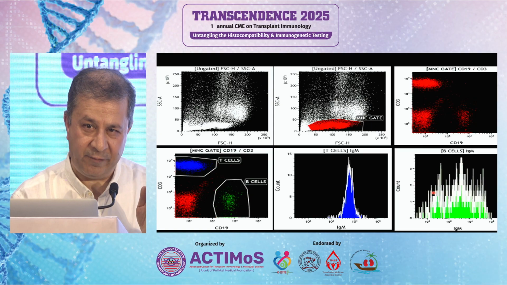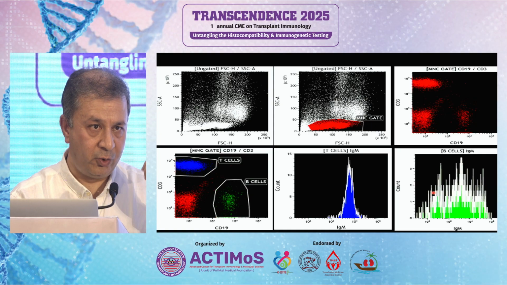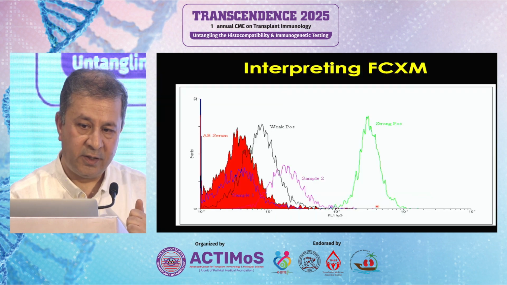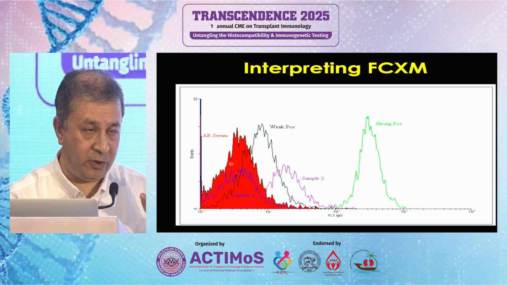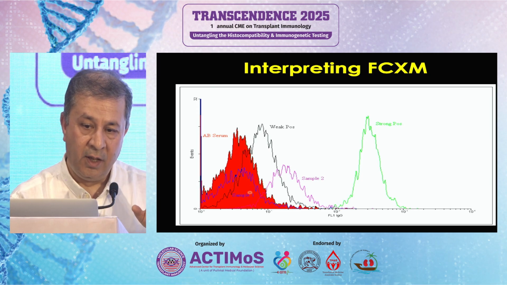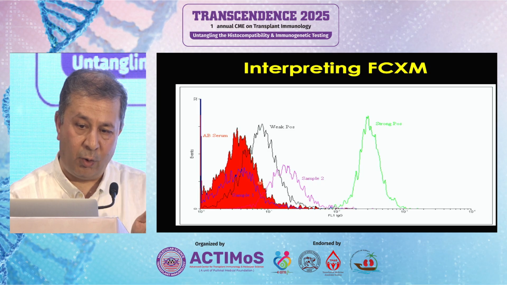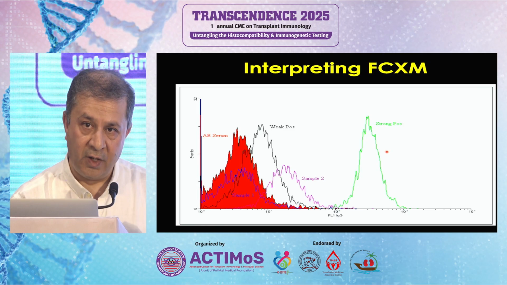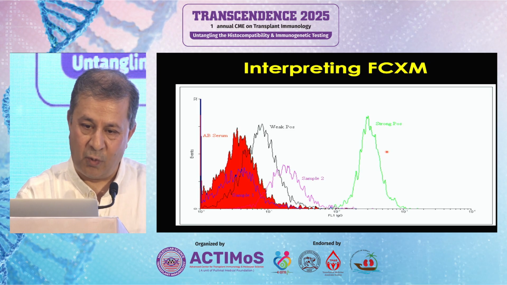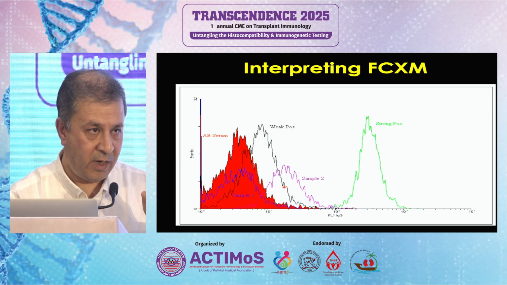Now, when you interpret flow cross-match, it becomes important for you to know how you'll interpret it. Just look at this particular picture in front of you. On the red part of it, the red peak is actually your classical negative sera. But you can have samples which can have all different variabilities with respect to positivity, with this green picture being very strongly positive. So interpreting these small, short negatives again becomes crucial.